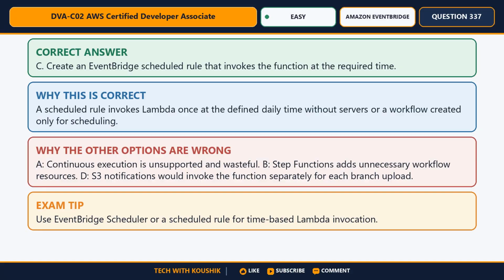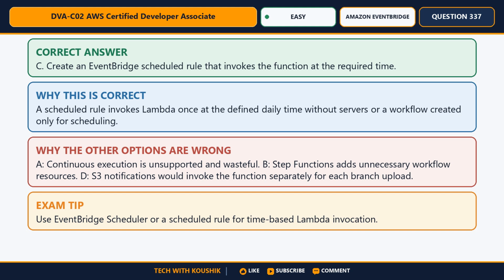The correct answer is C. Create an EventBridge scheduled rule that invokes the function at the required time. Here is why. A scheduled rule invokes Lambda once at the defined daily time without servers, or a workflow created only for scheduling. Why are the other options not correct?